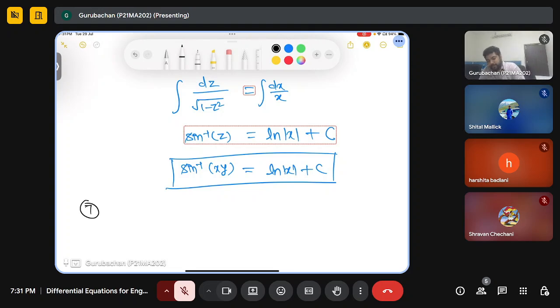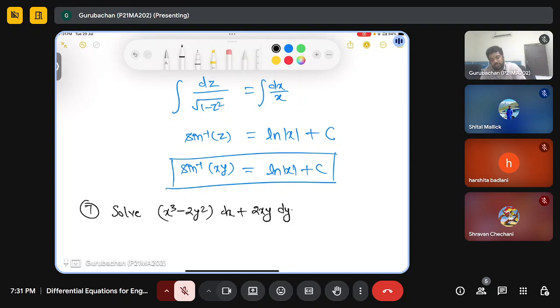Question number 7. Solve (x cube minus 2y square) dx plus 2xy dy is equal to 0. Try this one.